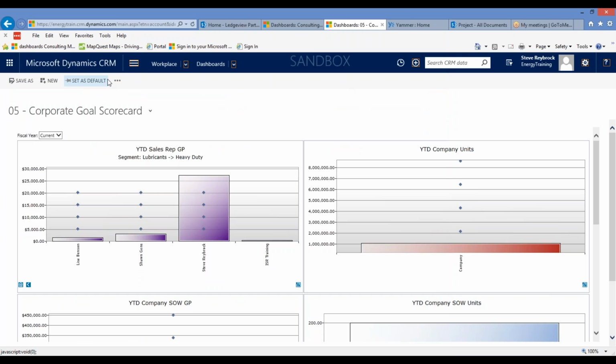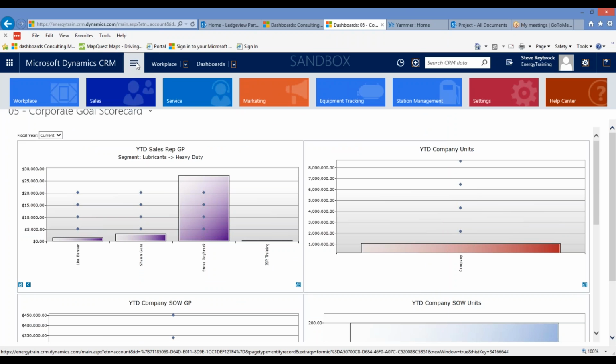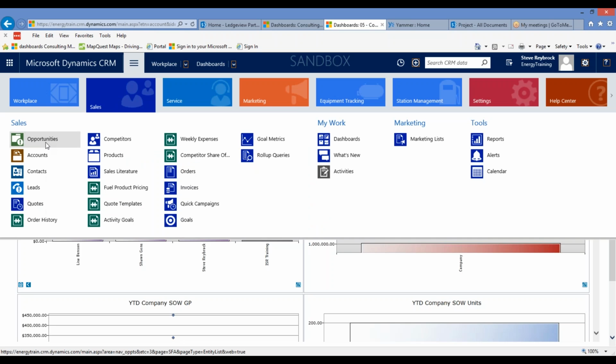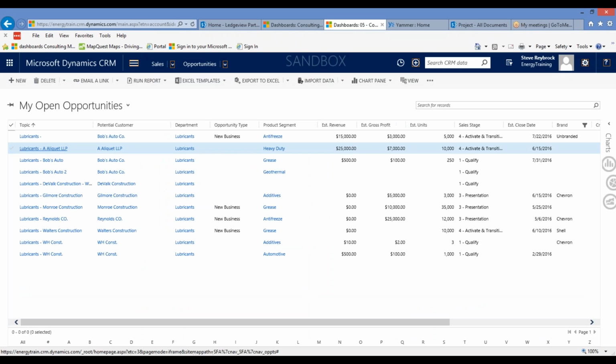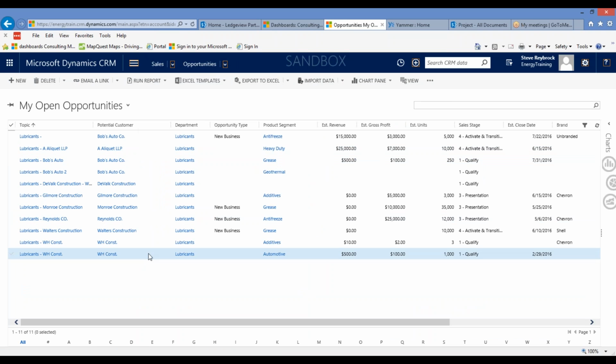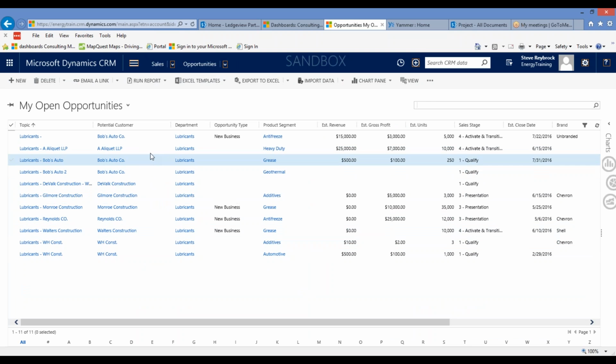All right, moving on to opportunity management. I guess the first thing I wanted to show you is just an opportunity. So I'm just going to jump over into the opportunity. This is going to be a list of all my opportunities. So this is basically my pipeline. All of these opportunities are what I'm working on, the business I'm going after.